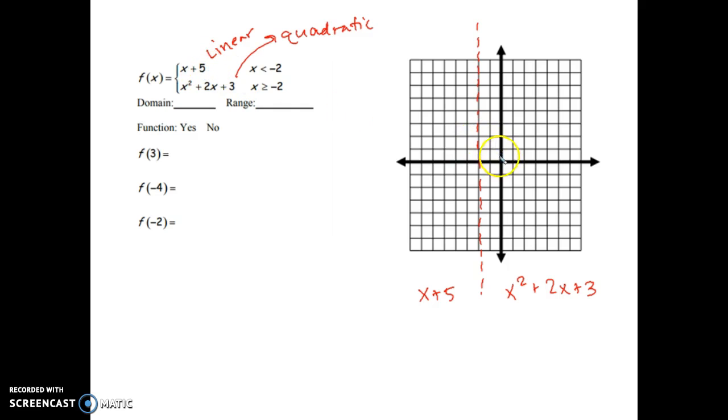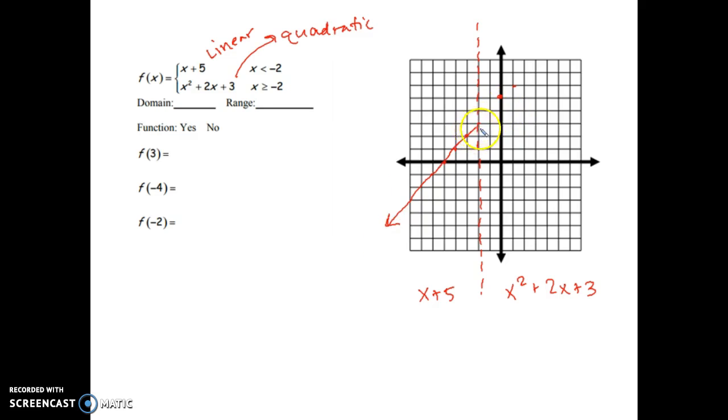I'm going to go to 5 on my y-axis, put a point, and then my slope is +1. So that's up 1, right 1, but that's going in the wrong direction. I want to be on the left side, so I'm going to go down 1, left 1. And just keep going until I get into the left side of that dotted line. So I know my graph is going to look like this.